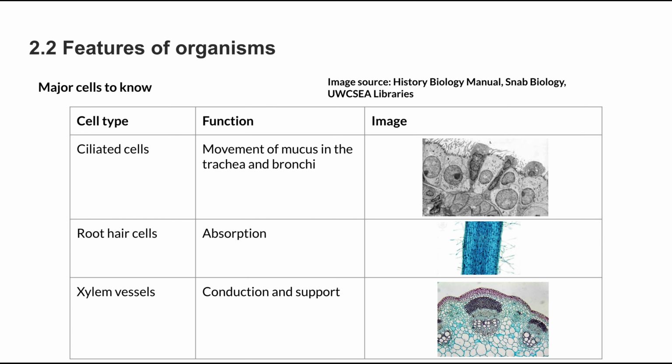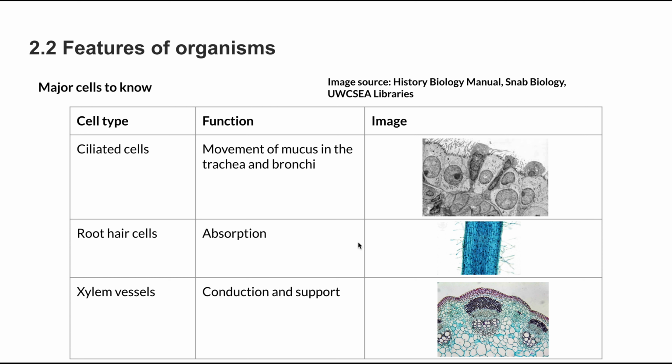And the next cell we have to know are xylem vessels. Xylem is more like a tissue, but inside the tissue there are cells which constitute xylem vessels. Xylem vessels are responsible for conduction and support of water molecules for plants. So when root hair cells absorb water molecules, it goes up the plant following the xylem vessels.